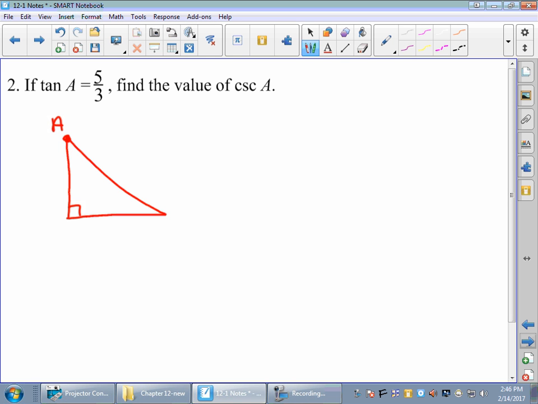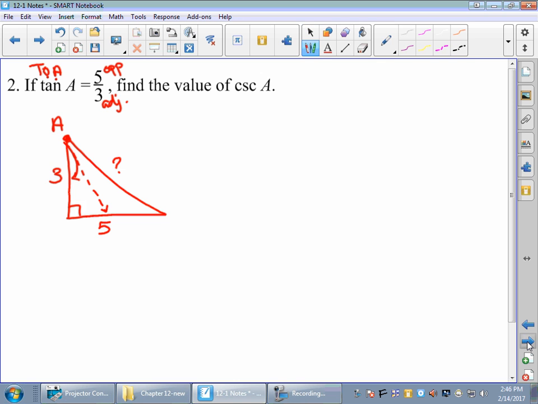Once you commit, now you're committed to where you're going to put the 5 and the 3. If this is the tangent of A, tangent is the TOA, that's opposite over adjacent. So they're telling me that this is the opposite side and this is the adjacent side. So according to A, if I go across the triangle, this is side 5, and my adjacent side here is 3. And what I'm missing is the hypotenuse. They didn't ask me to find the hypotenuse.